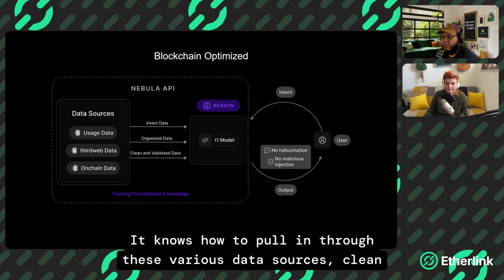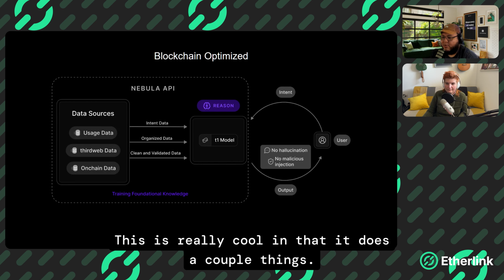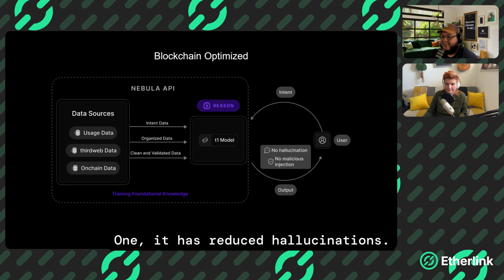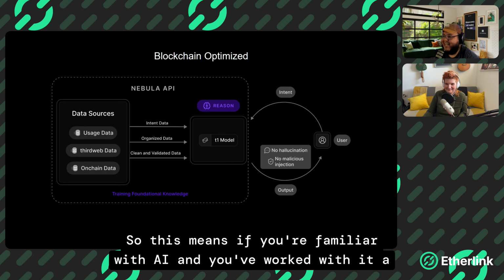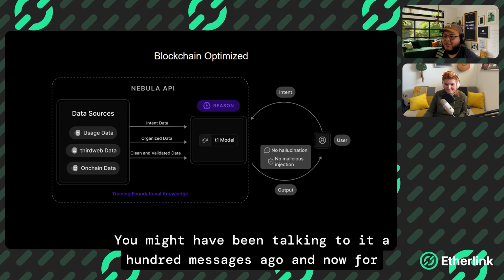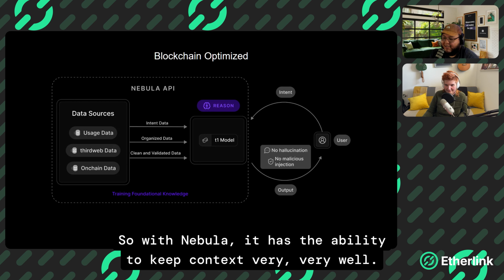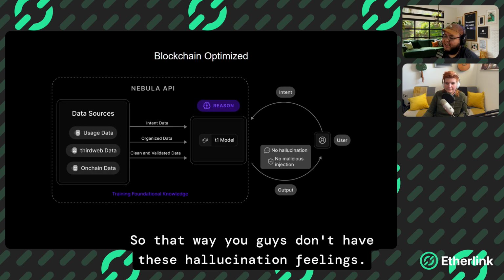It knows how to pull in through these various data sources, clean it up, organize it, and serve it to the end user. This is really cool in that it does a couple of things. One, it has reduced hallucinations. If you're familiar with AI and you've worked with it a little bit, you know that sometimes you might have talked to it 100 messages ago, and now for some reason it's bringing that back up after you've already corrected it. With Nebula, it has the ability to keep context very, very well, so you guys don't have these hallucination feelings.